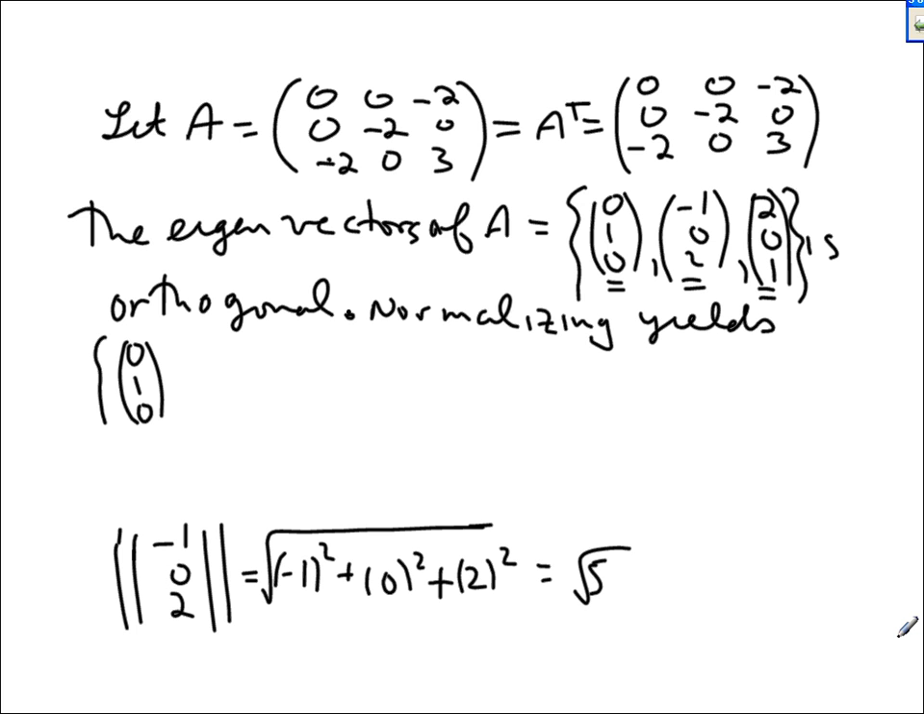So what I'm going to do is take every entry, every component of negative 1, 0, 2, and divide by the length. And remember, 0 divided by the square root of 5 is just 0.